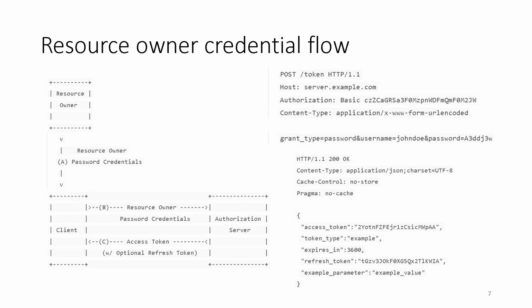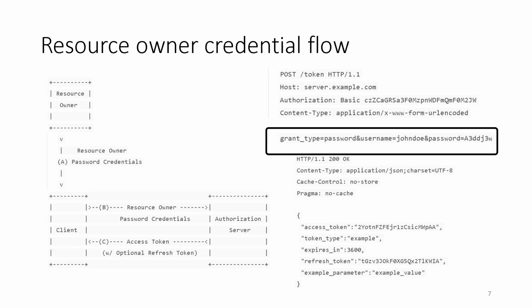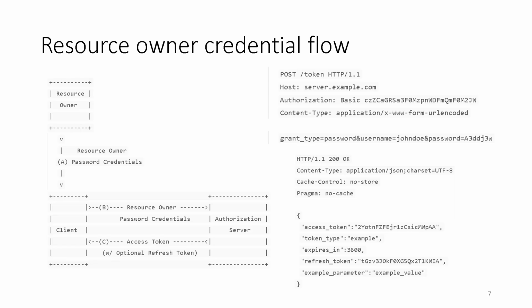In this use case, username and password are exchanged. So this is the resource owner credential flow. We talked about it a couple of lectures back. In this use case, we see here the username and password are actually exchanged and sent to the authorization server. The resource owner provides the client with the username and password. Obviously, that's not secure, but this is one of the flows.